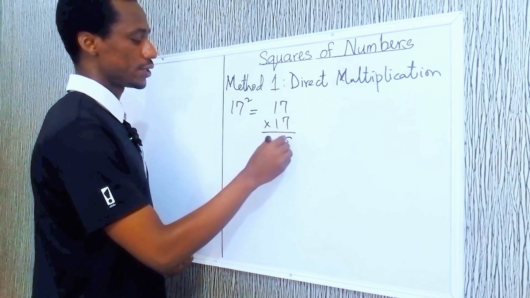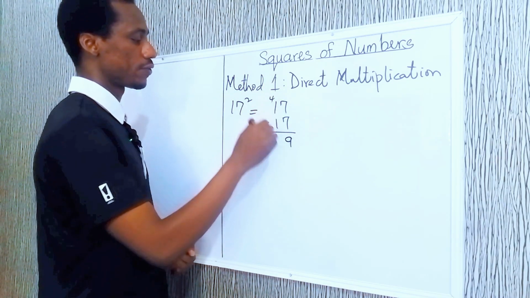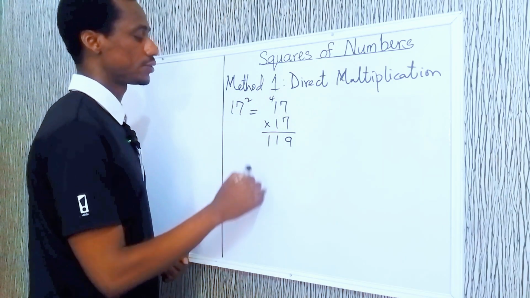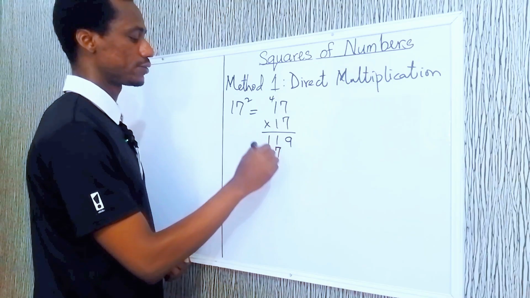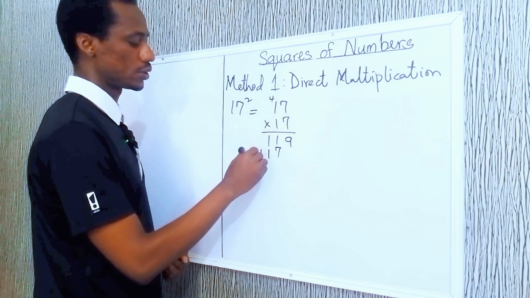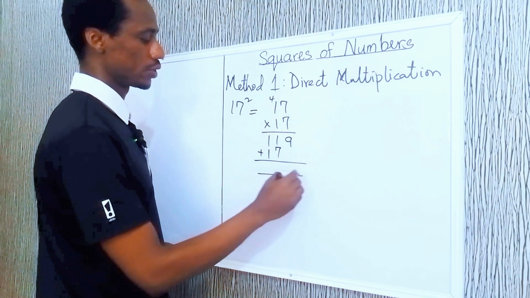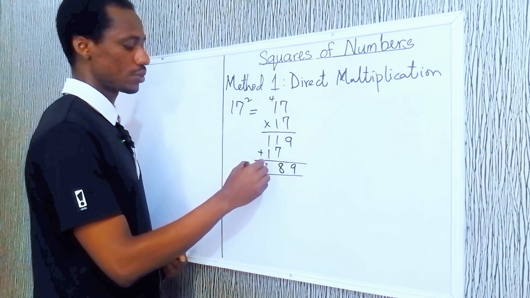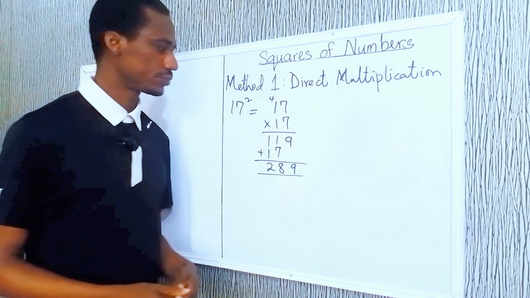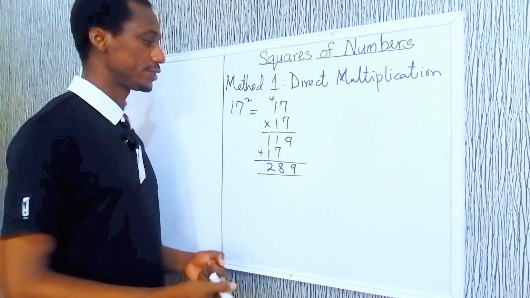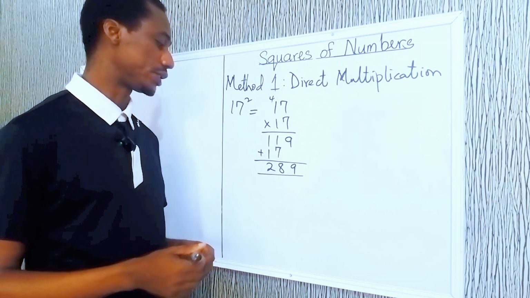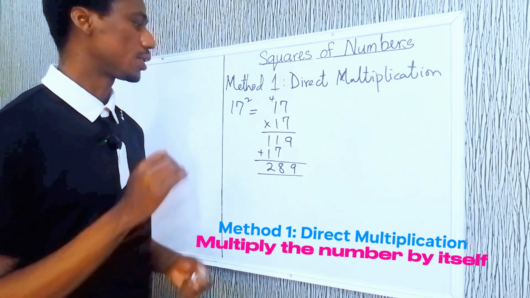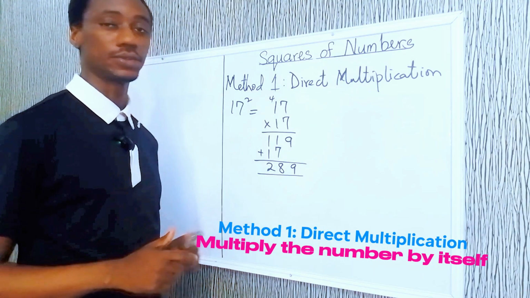7 times 7 is 49. Write 9, take 4. 7 times 1 is 7 plus 4, that's 11. And then 1 times 7 is 7. 1 times 1 is 1. And then we add. So we have 9. 1 plus 7 is 8. And 1 plus 1 is 2. So 17 times 17 is 289. So that is method 1, direct multiplication.